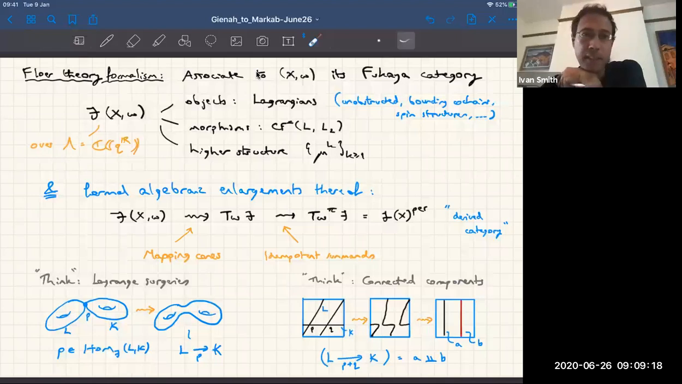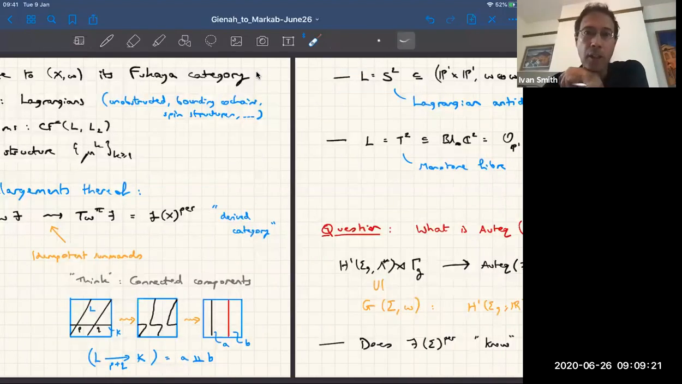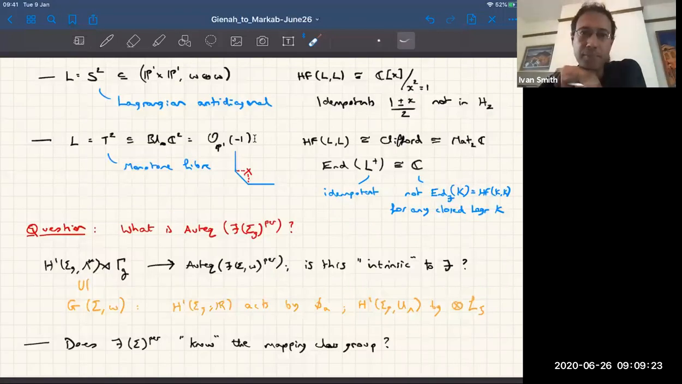Okay, but it's definitely not true in general that we can understand all of the objects we get by taking mapping cones or idempotent summands in terms of things that easily fit into this geometric picture. So here are two very standard examples. The first is that in P1 times P1, the quadric surface, we have a Lagrangian antidiagonal two-sphere.